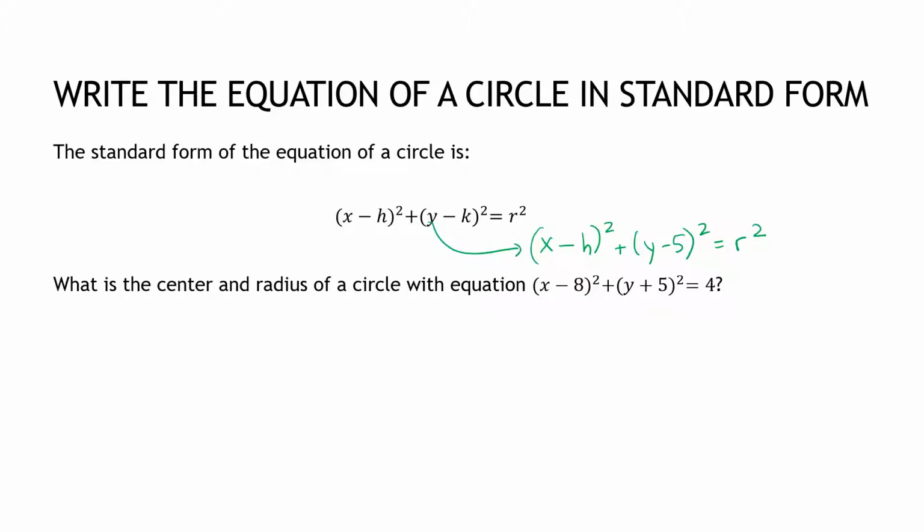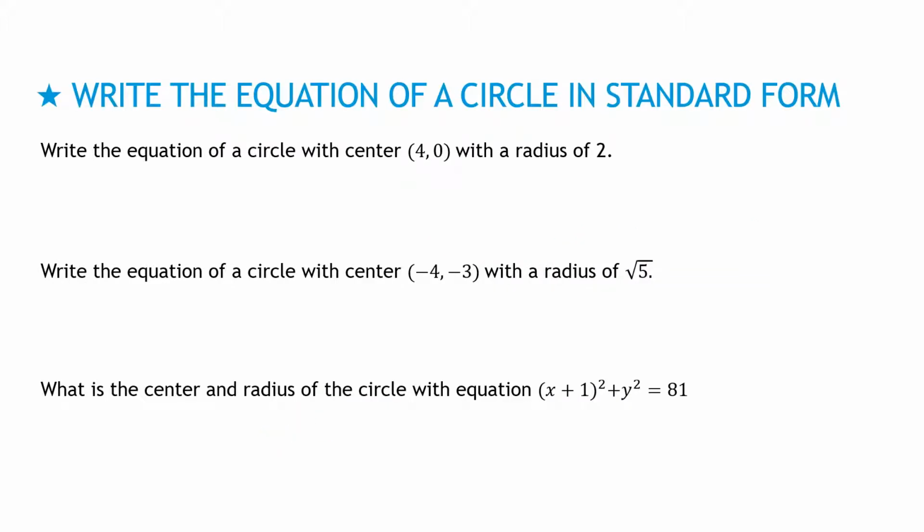And so h in this case is 8, even though this says minus 8, h is 8, but k, oops, this is supposed to be a k. But k, this is a plus 5, which means k must have been negative 5 for me to take y minus negative 5 to get plus 5. And then my radius would have to be the square root of 4, which is 2. We always use the positive value, which means the center is 8, comma, negative 5. The radius equals 2.